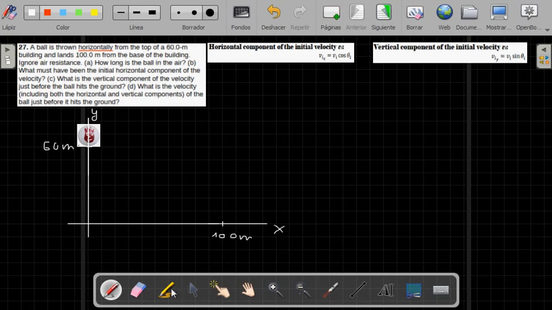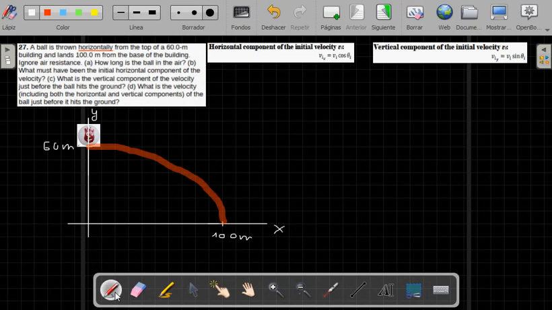And well, I'm going to draw a trajectory of the falling ball. It will be something like this, and it will fall right there. Okay, that's not the correct drawing, but it's an estimated drawing.